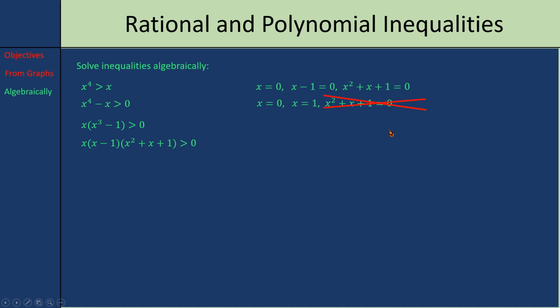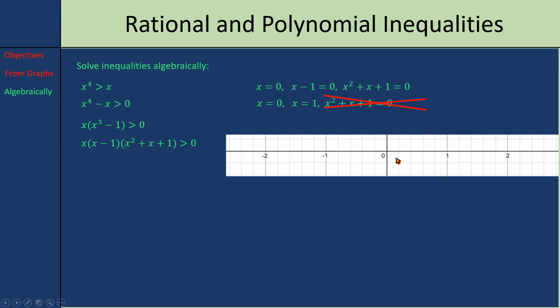So that guy can go away. Remember, if you're graphing and you get complex numbers, that does not show up, right? Because we're graphing in the real plane, not a complex plane. So I get 0 and 1. And imagine if this is the graph, my x-intercepts will be at 0 and 1, right?